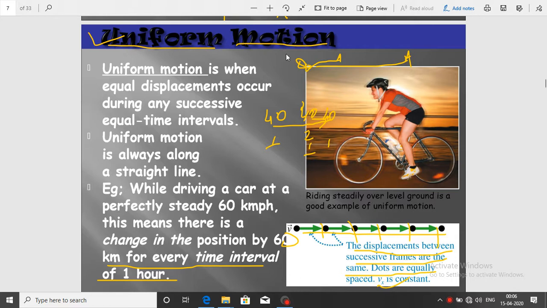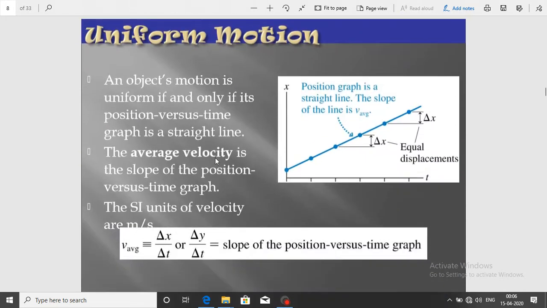The characteristics of uniform motion are: uniform motion is when equal displacements occur during any successive equal time intervals. Second, uniform motion is always along a straight line. So these are the basic characteristics of uniform motion. Now we are going to start with the next slide, and that is uniform motion.